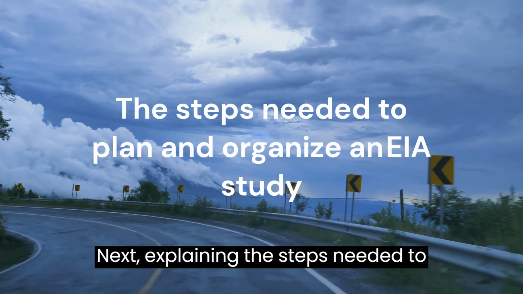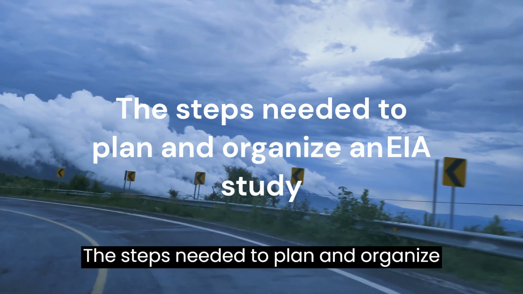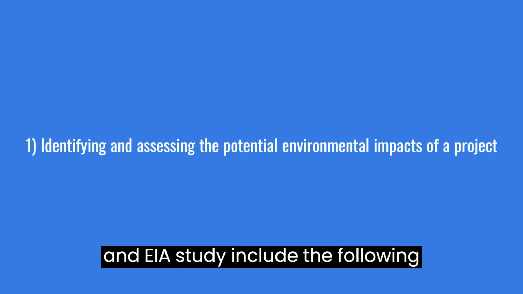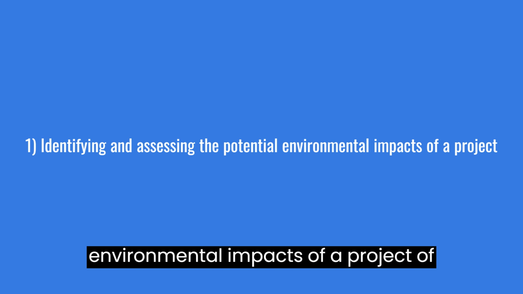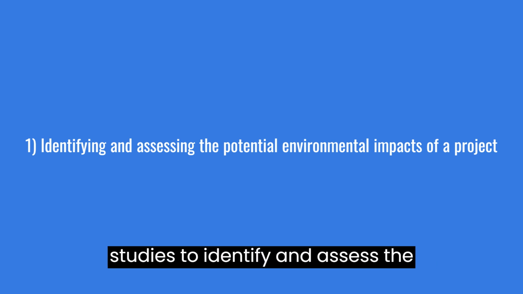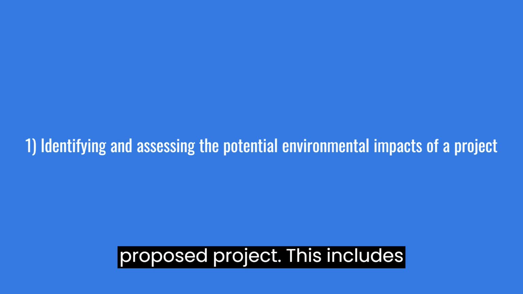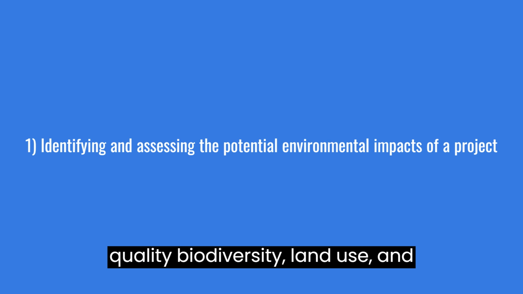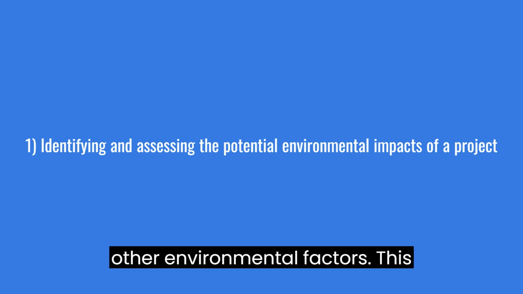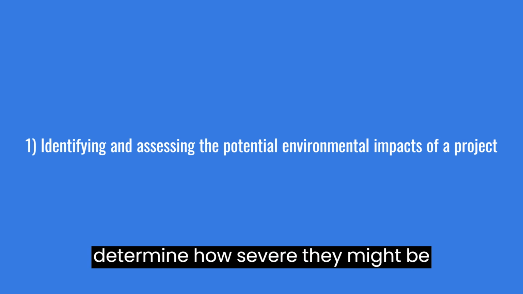Next, explaining the steps needed to plan and organize an EIA study. The steps needed to plan and organize an EIA study include the following: identifying and assessing the potential environmental impacts of a project. The first step in planning an EIA study is to identify and assess the potential environmental impacts of the proposed project. This includes evaluating the impacts on air and water quality, biodiversity, land use, and other environmental factors. This assessment helps to identify any potential negative effects and to determine how severe they might be.